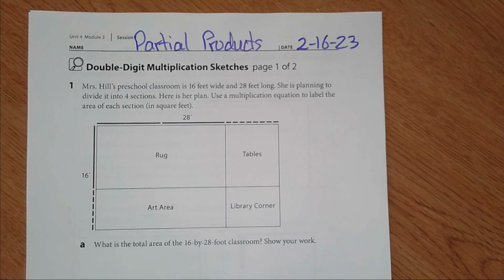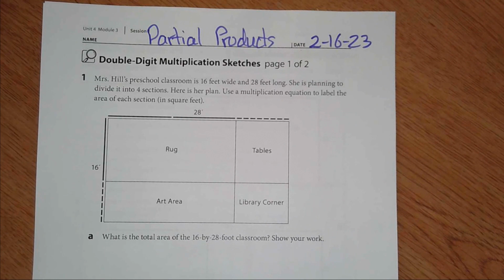Now, if we look at this problem on Bridge Book 131, can anybody volunteer to read number 1 for us so we can figure out what we're going to do here? Anybody named Elian? A little louder, though. You said anybody named Elian. You're the only one we got. Just read. Mrs. Hill's preschool classroom is 16 feet wide and 28 feet long. She is planning to divide it into 4 sections. Here is her plan. Use a multiplication equation to label the area of each section in square feet.